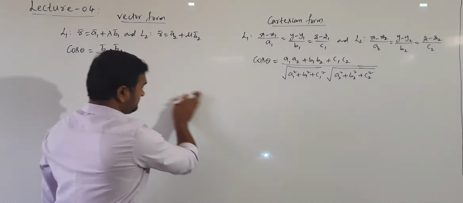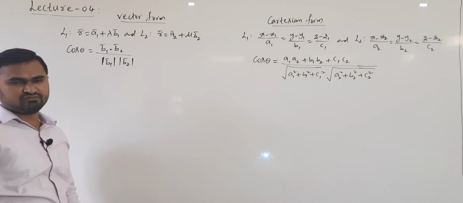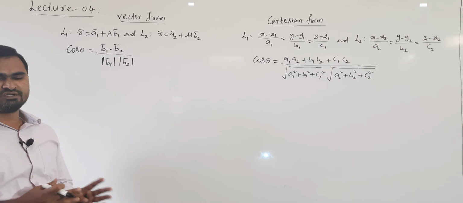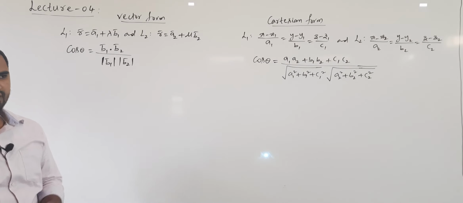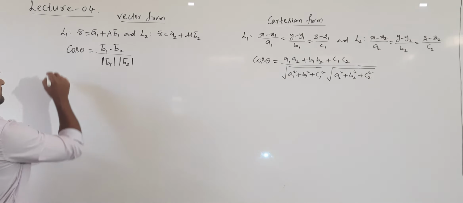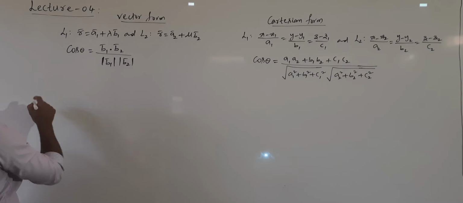Now, there will be some particular cases we take here. What if the lines are parallel, or what if the lines are perpendicular? What conditions can we write? So, if the lines are parallel, L1 is parallel to L2. First case we take here.